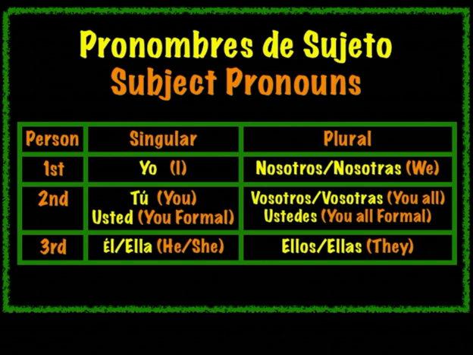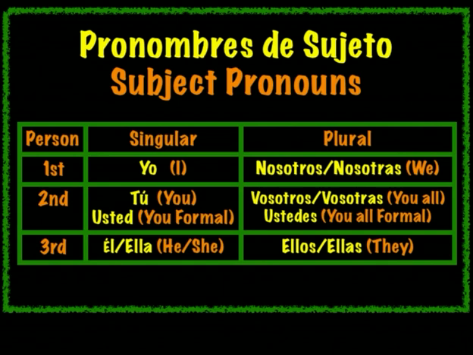First person singular, yo, means I. Second person singular, tú, means you, and usted means you, formal. Third person singular, él, ella, mean he, she. First person plural, nosotros, nosotras, mean we. Nosotros is for an all male or mixed gender group. Nosotras is for an all female group.